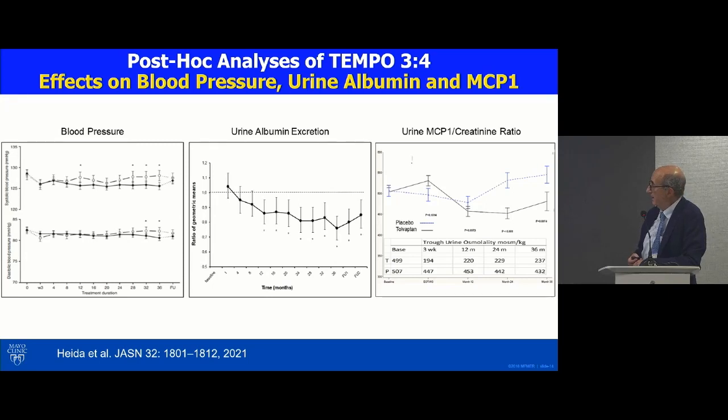formation. And post-hoc analysis of TEMPO 3-4 also showed improvement in blood pressure, which was seen mostly towards the end of the second year and third year, which may represent a reduction in the severity of the disease, and also a reduction in urine albumin excretion and a reduction in the excretion of MCP1.